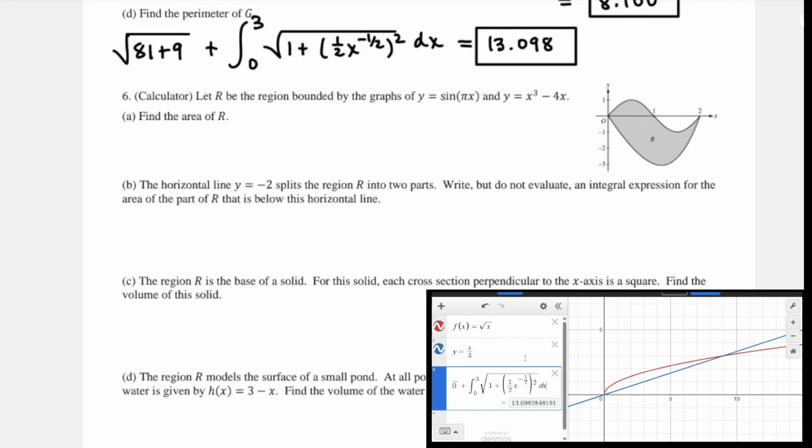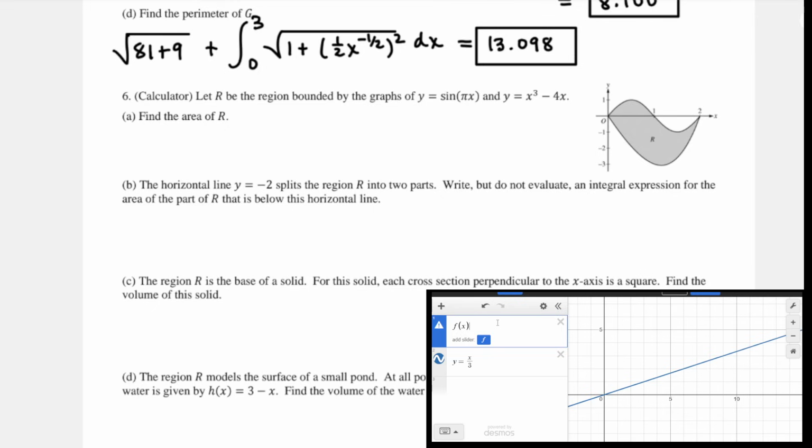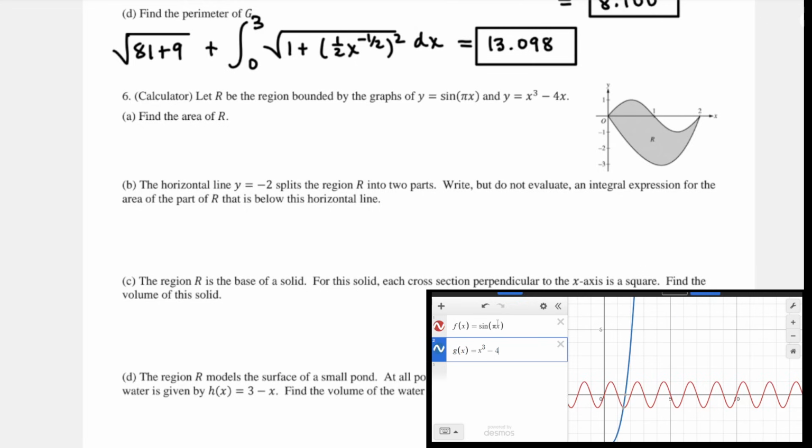I've got a new calculator question, so I'll type in those functions. Y equals sine of pi x, that's definitely the one on top, and I've found that if you type them in as f of x and g of x, that's helpful on the calculator side. Then g of x equals x cubed minus 4x. I won't be writing that on my paper unless I have clearly defined f and g, but I'll just refer to them, because those aren't particularly complicated formulas.